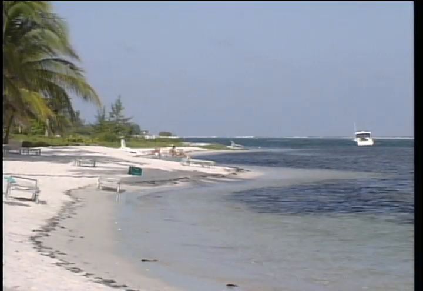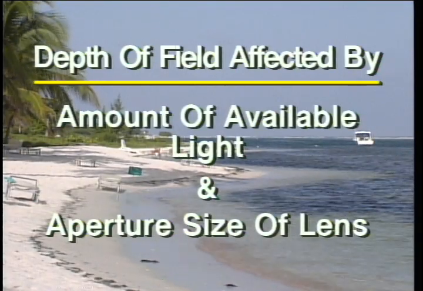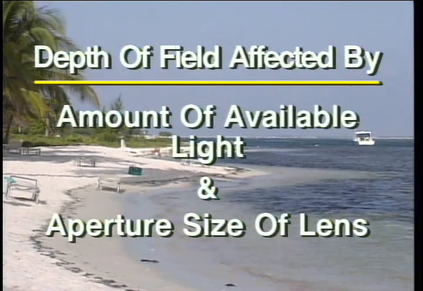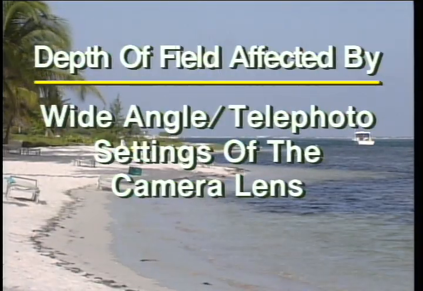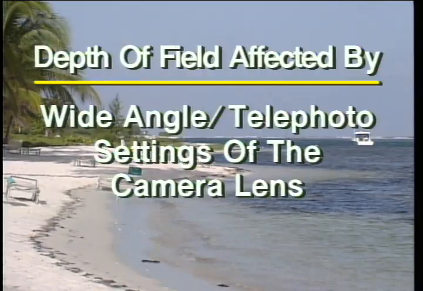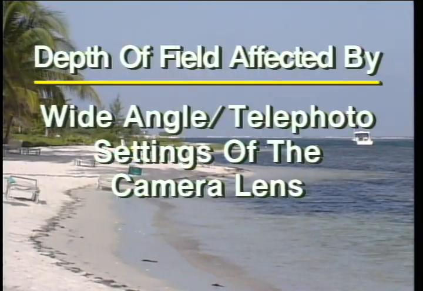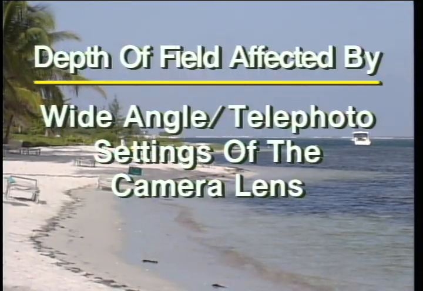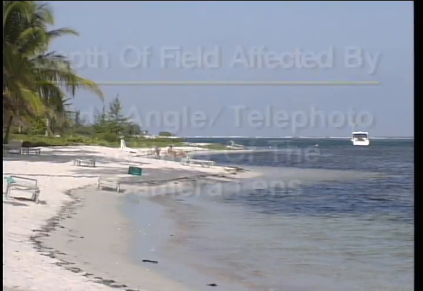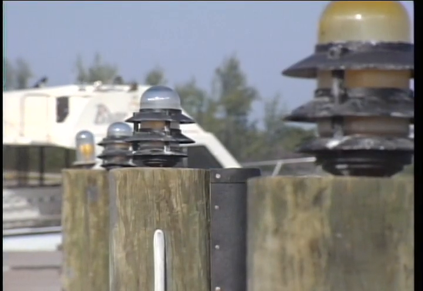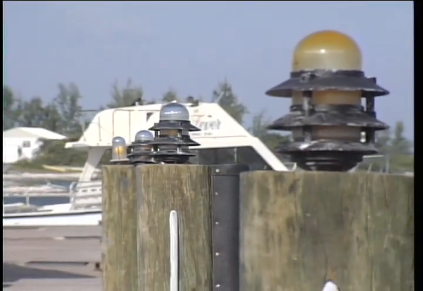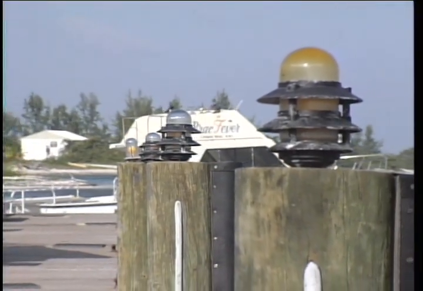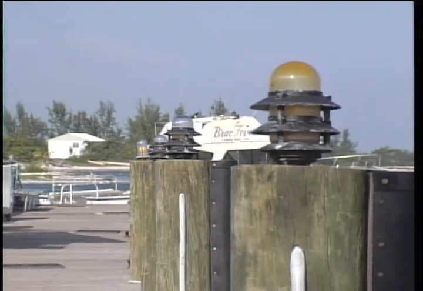Depth of field, as you know, is affected by the amount of available light and the corresponding aperture size of the lens. Depth of field is also affected by the focal length of the camera lens. The focal length changes as you zoom the lens from wide angle to telephoto. For all lenses, wide-angle lens settings produce greater depth of field than the telephoto settings. This is true both above and below water.